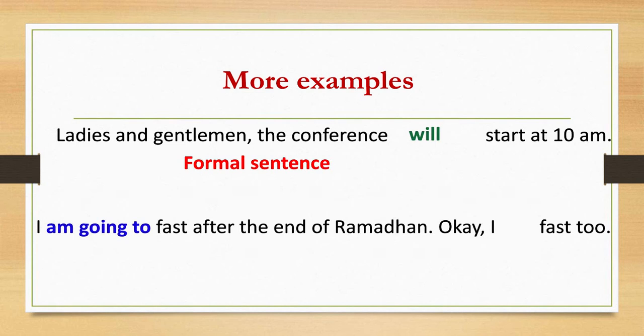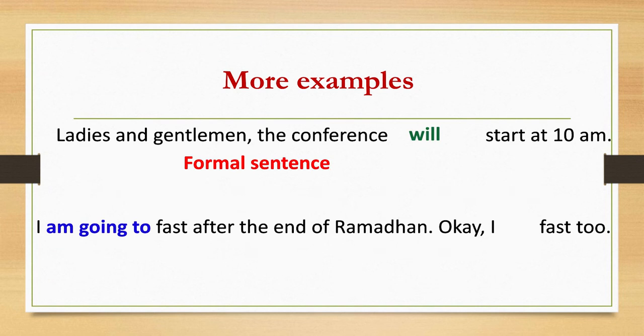I am going to fast after the end of Ramadan. Okay, I fast too. Look at this sentence. It has already "going to." So two sentences that we should put in the future simple. The first one is talking about the decision to fast after the end of Ramadan. So the decision at the moment of speaking was already taken. We say, I am going to. I decided. My decision is taken. So I am going to fast after the end of Ramadan.